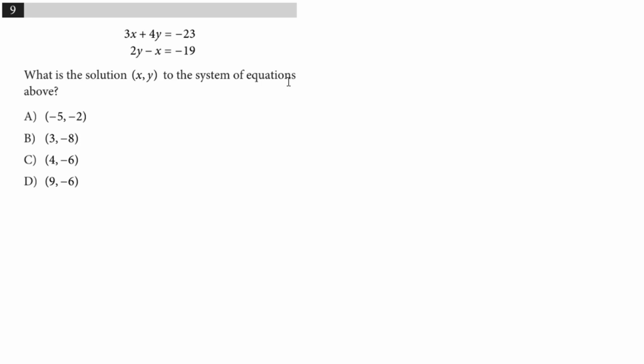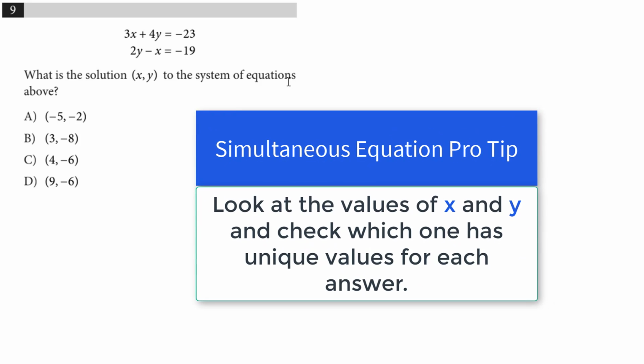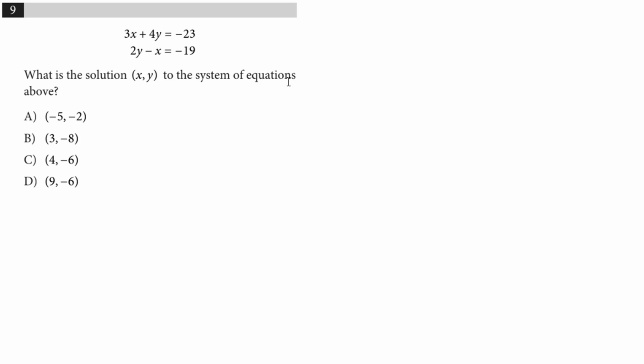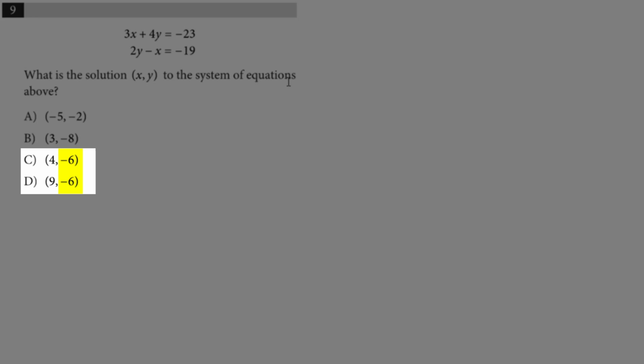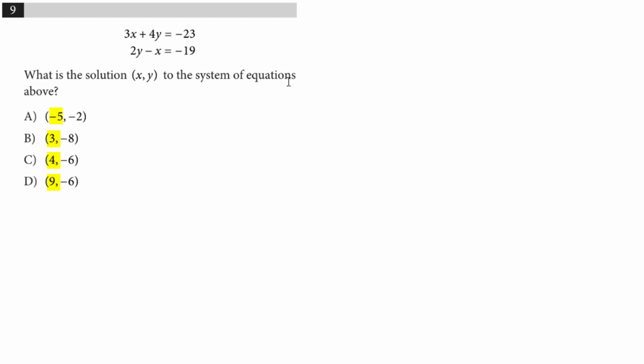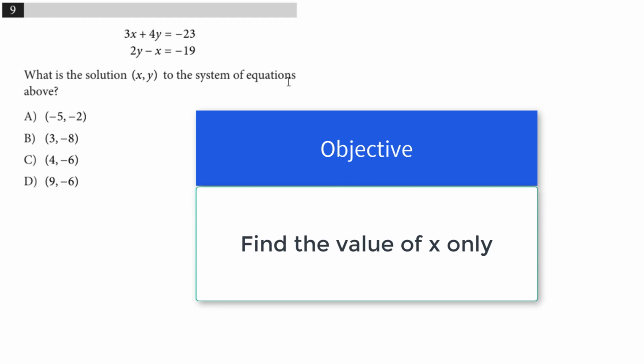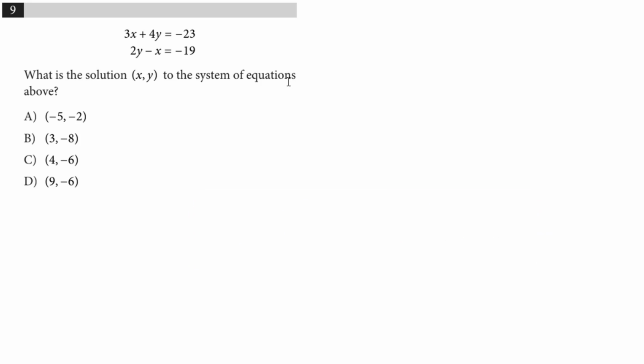Before we start, here's a simultaneous equation pro tip. Look at the values of x and y and check which one has unique values for each answer. In our question, two options have the same y value, but all the x values differ. So if we find the value of x, we don't need to find the value of y, as only one answer will have that particular value of x. Let's get to solving the equations.